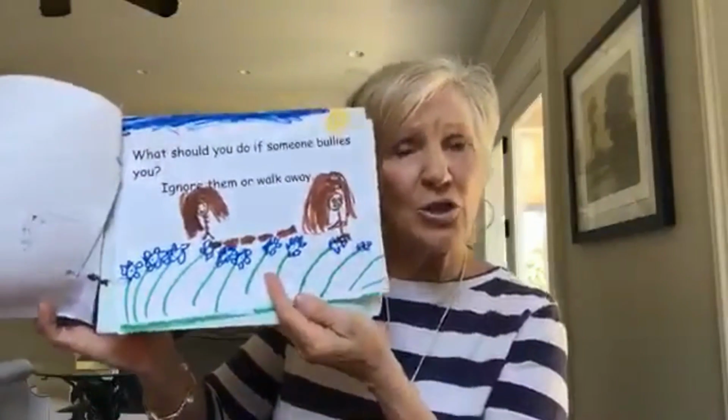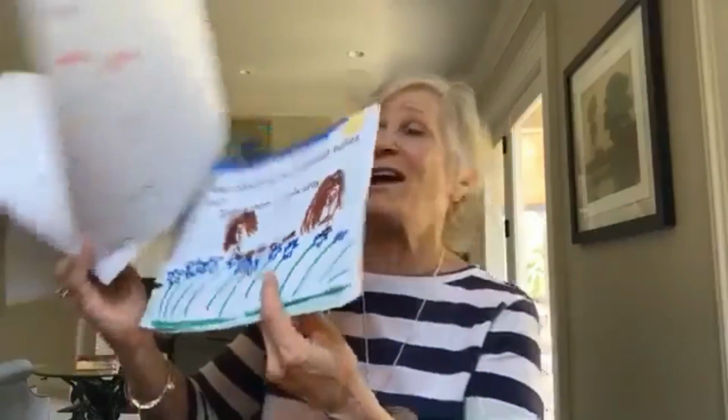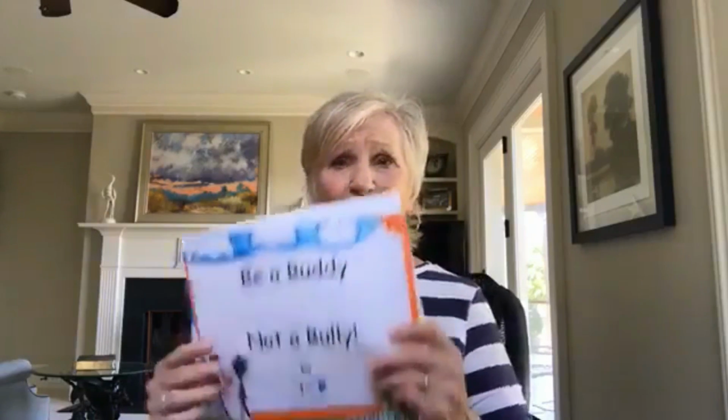That's me. What should you do if someone bullies you? Ignore them or walk away. What if they still bully you? So this book has 4 simple little things. Tell them to ignore them and walk away. Tell them to stop. Get a friend to help you, or tell an adult. 4 little steps you go through if there is a bully. Well, goodness gracious, my time is about up.